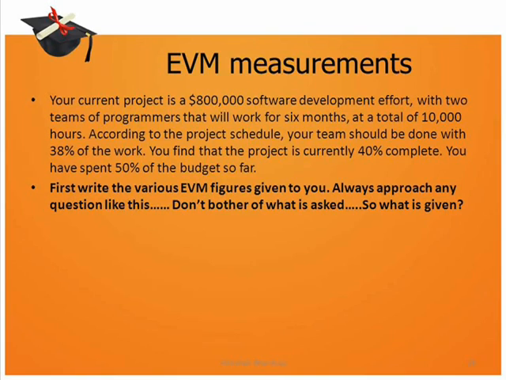You can express these percentages either in terms of dollar value if you take them as percentage of $800,000, or you can express them in terms of months if you take 6 months, or you can take them in terms of number of hours if you take 10,000 hours. Now it is written that you have spent 50% of the budget so far. That means you can find out your actual cost, which is nothing but 50% of your BAC, which in this case is $800,000. So let us now first write down all the values that are given.